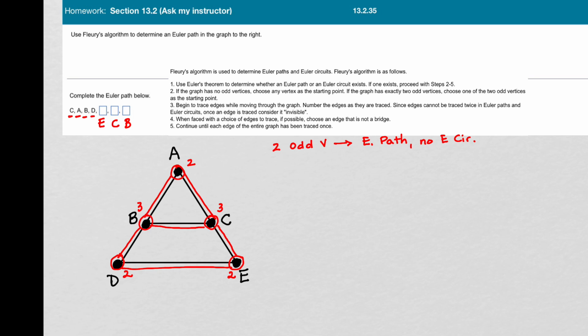And then we want to choose an edge that is not a bridge if we come to 2 different choices. And then we get to the end of our graph, and that's how we got that. So that's how you do that problem.